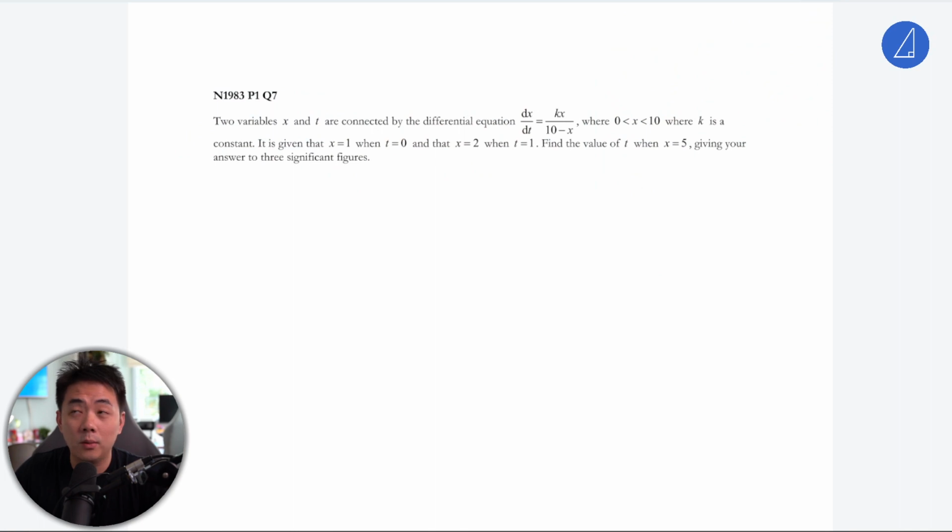Hi students, let's look at this question, which is on differential equations. It was taken from 1983 Paper 1 Question 7. As you know, 1983 is even older than me. But let's look at how we can do this.